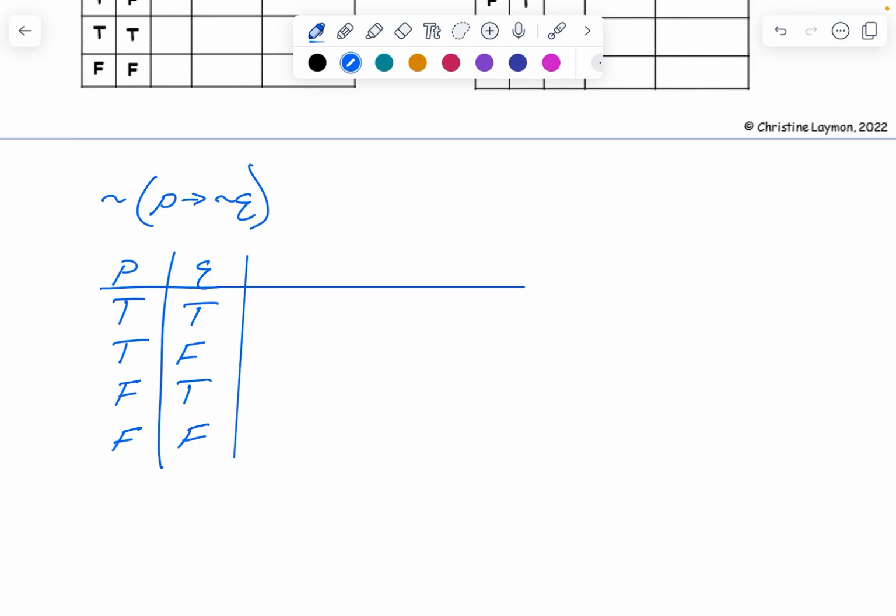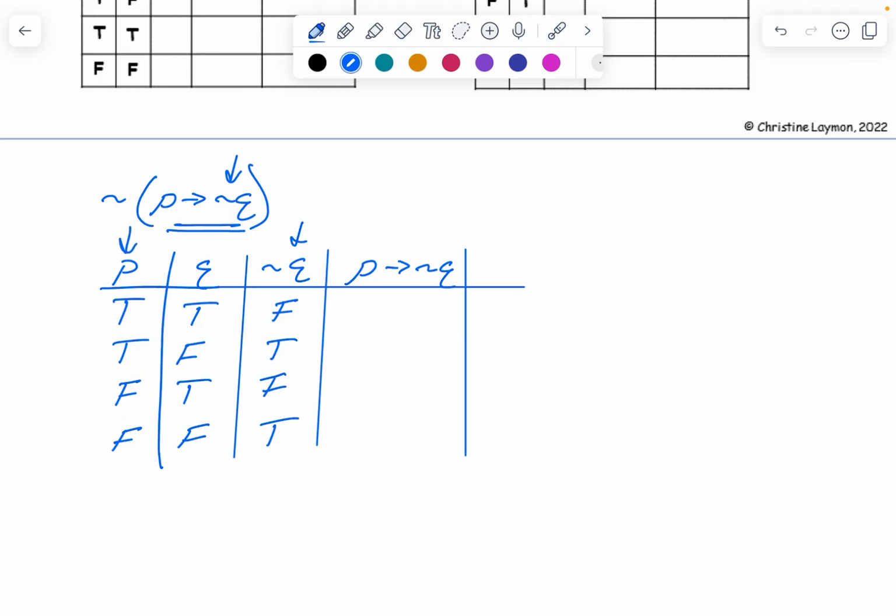But then, notice our statement above, we need not Q. We don't need not P, but we need not Q. So I'm going to do, my next column is going to be not Q. And not Q is going to be the opposite of my Q column, so it's going to be false, true, false, true. All right? Now, we need what's inside here. So that's going to be my next column. P implies not Q. So if that's my next column, I'm using my P and my not Q.